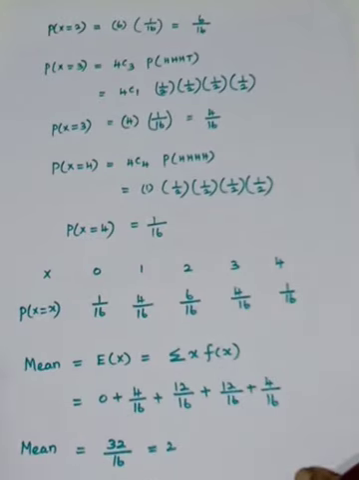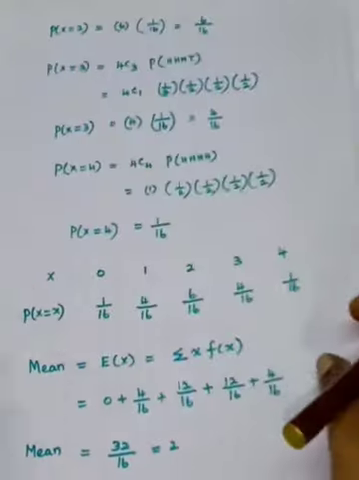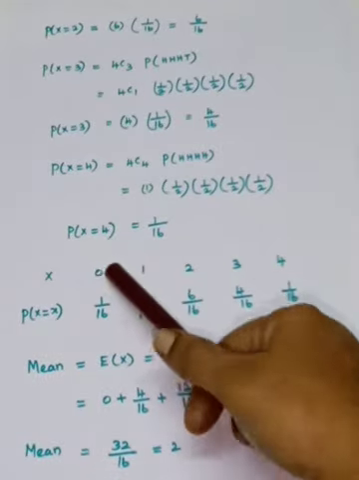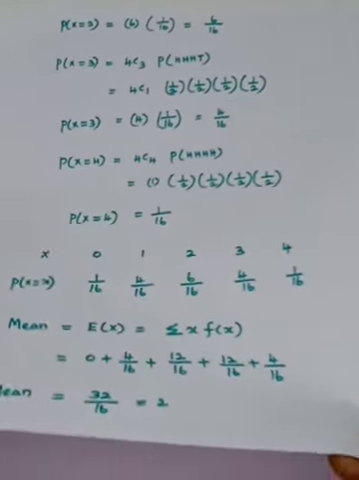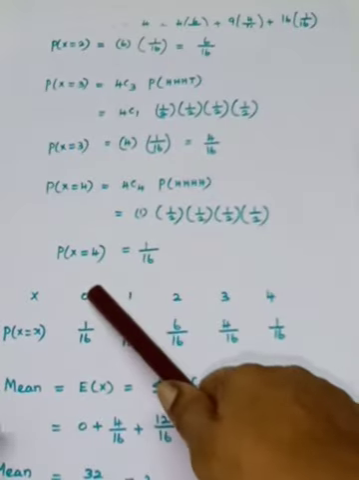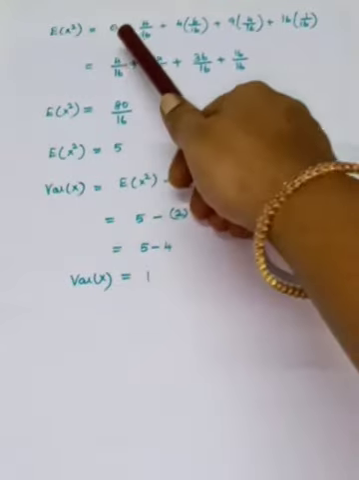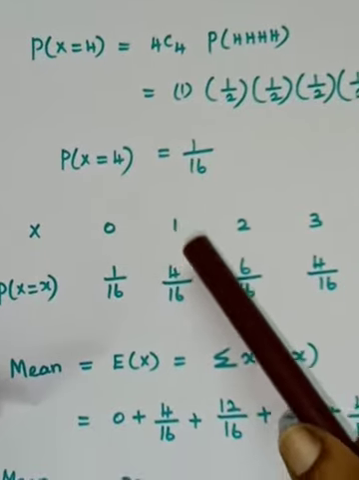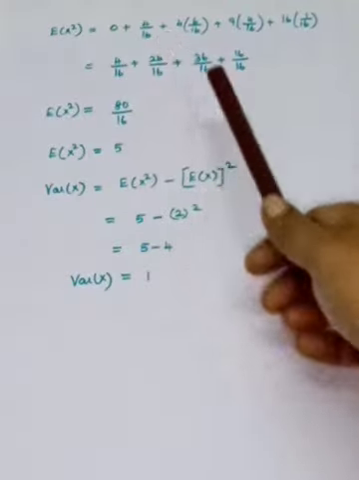Next you have to find the variance of X. For that, what is needed? E of X squared is needed. What is the formula? Summation of x squared into f of x. So the values of x have to be squared. 0 squared is 0, 0 into 1 by 16 is 0. Next, 1 squared is also 1, 1 into 4 by 16, so you will have 4 by 16.